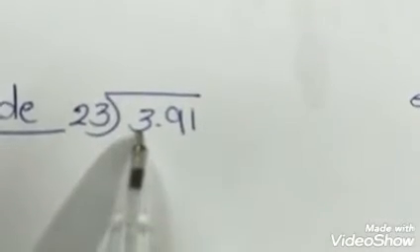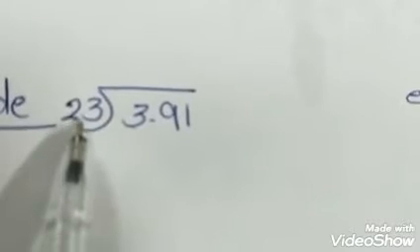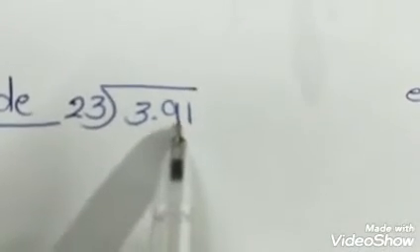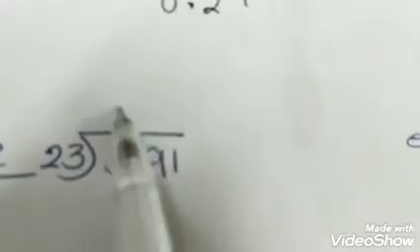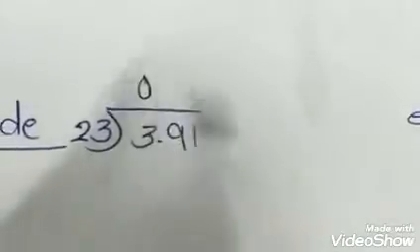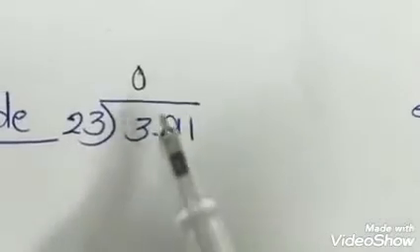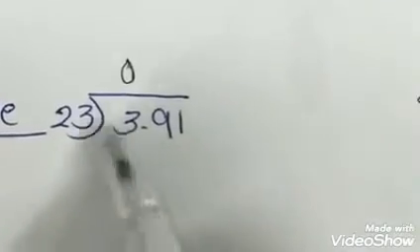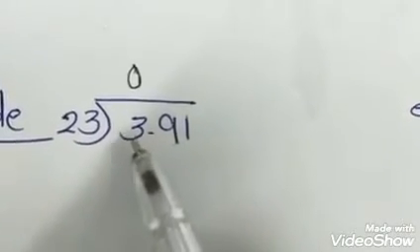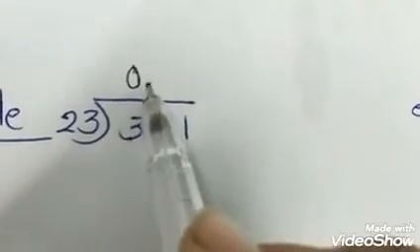3 divided by 23 can't be done, so I will take the 9. But first I have to put the 0. 3 divided by 23 equals 0, because 3 is less than 23. So I will have the 39, or 3.9, because I will put the decimal point here.